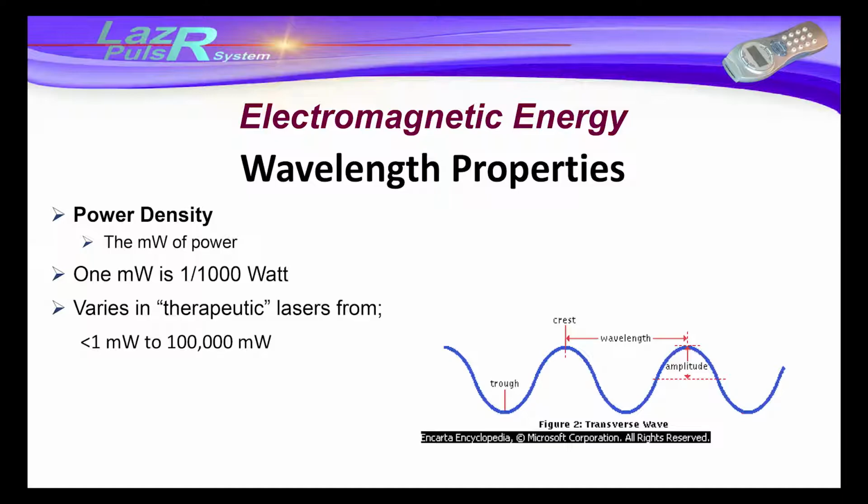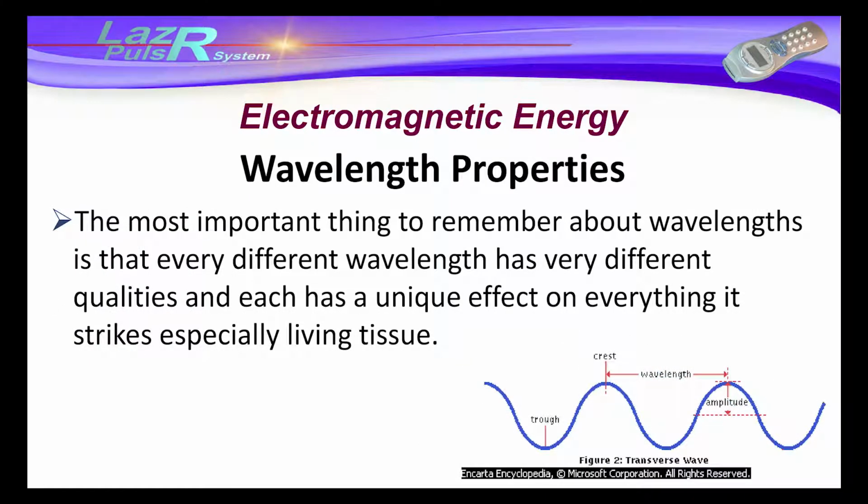The typical infrared lasers with a classification of Class 3B or Class 4 run from about 500 milliwatts to 100,000 milliwatts of power. This is in contrast to a low-level laser, which is classified as a Class 3A laser and has a maximum power output of less than 5 milliwatts of power per each laser diode. The most important thing to remember about wavelengths is that every different wavelength has a different quality and unique effect on everything it strikes, especially living tissue.